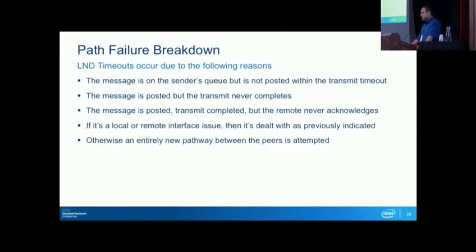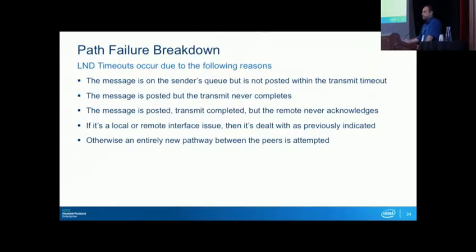So these are the cases that we have to handle. The message is on the sender's queue, but it's not posted within the transmit timeout. In this case, we know that it hasn't even left the node yet, so there is a problem locally, and then we'll handle it as I covered it a little earlier. The message is posted, but the transmit never completes. So at this point, we don't really know where the error is.